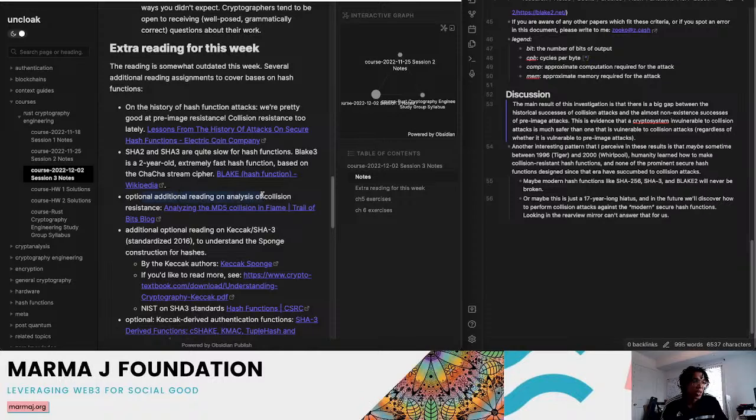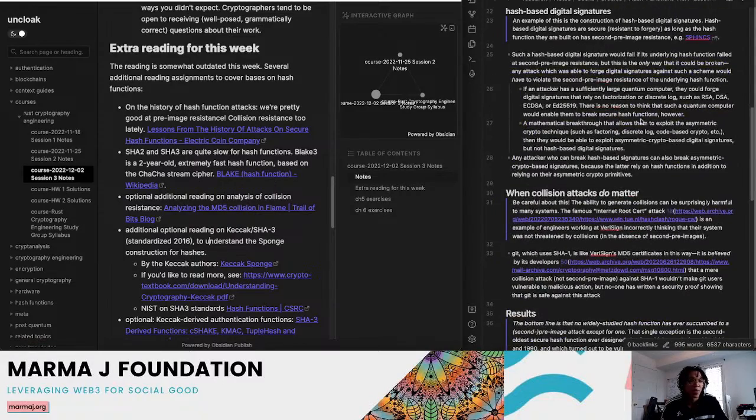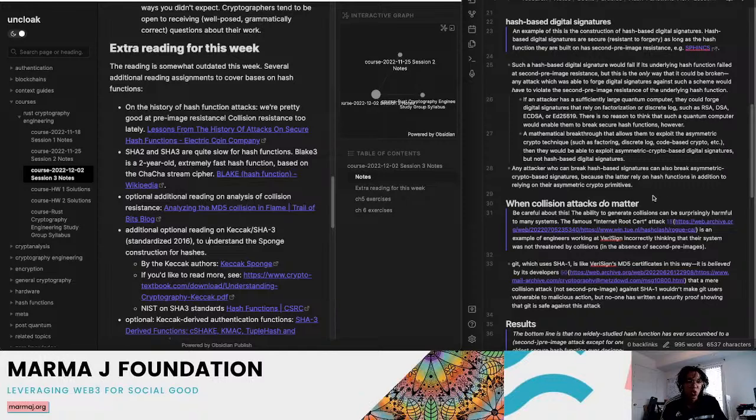Additional reading on the analysis of collision resistance. Again, analyzing MD5. I had an MD5 paper up here that I wanted to go through, so maybe I'll add that and do it at the same time.